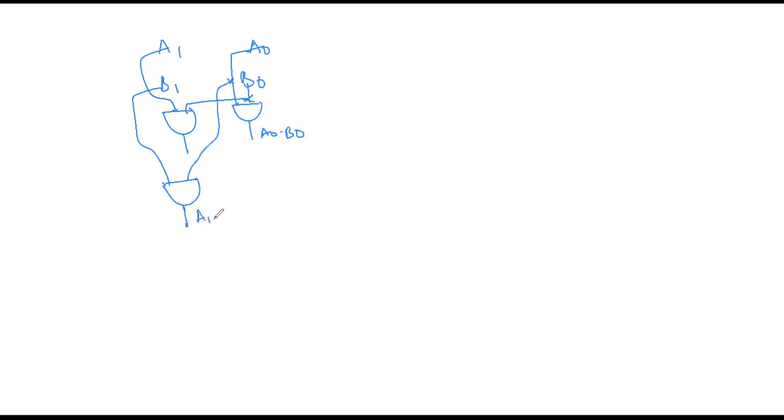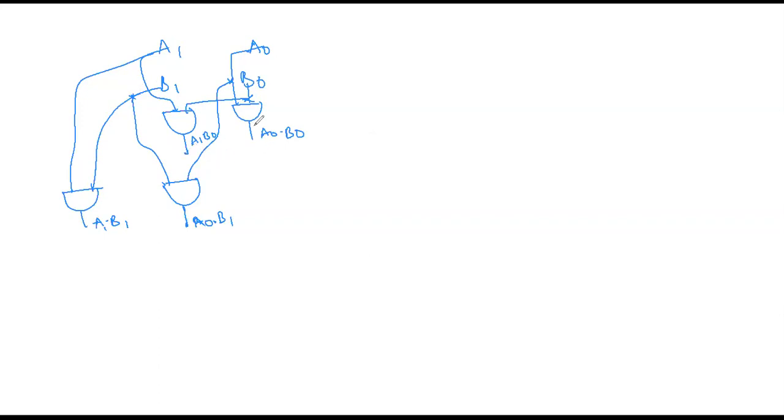This is A0 into B1. This is A1 into B0. Next, A1 into B1. Okay. Now you got the partial products.